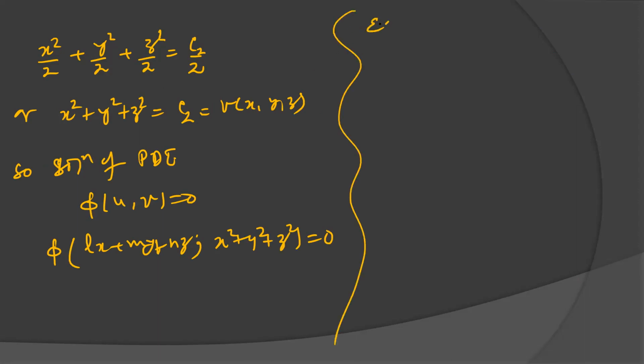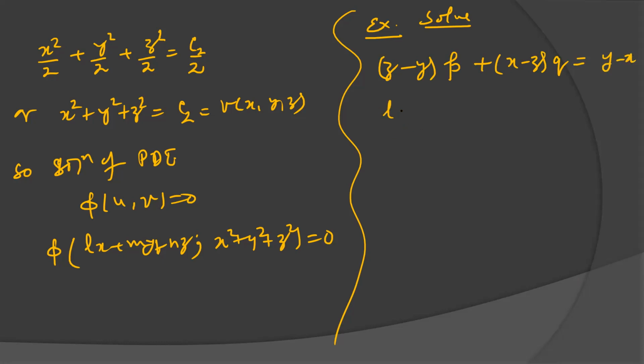Some questions can be asked based on this problem only. Solve (z minus y) p plus (x minus z) q equal to y minus x. What we did was put l, m and n equal to 1 in the previous example. You can put l equal to 2, m equal to 3 and n equal to 6 and you will see. This problem has been asked several times in many AKTU exams.